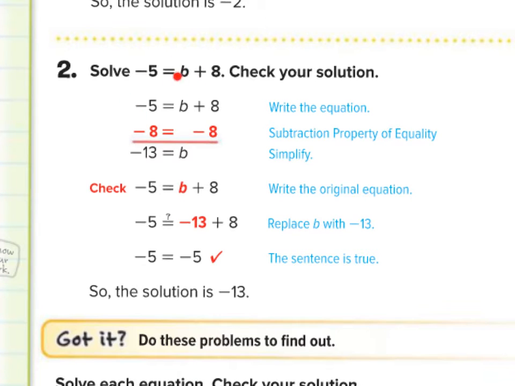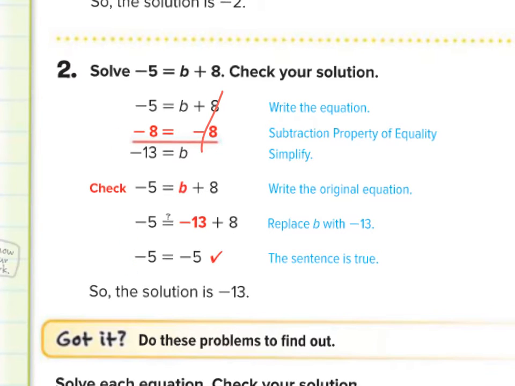I want to isolate b, so I'm going to get rid of this plus 8 with subtraction, negative 8. I must do the same to the other side. Negative 8, or subtract 8, I get negative 13. So, and here I'm just left with b, right? Because this side cancels itself out.